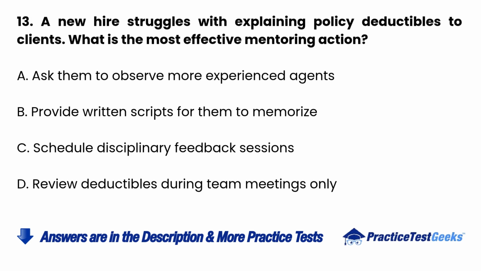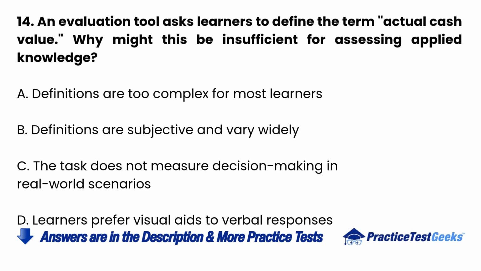A new hire struggles with explaining policy deductibles to clients. What is the most effective mentoring action? A. Ask them to observe more experienced agents. B. Provide written scripts for them to memorize. C. Schedule disciplinary feedback sessions. D. Review deductibles during team meetings only.